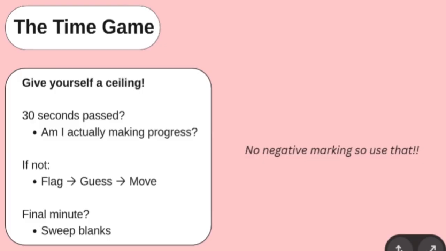So you want to have a 30-second check and see whether you're actually making any progress to getting towards the answer. If not, again, you can flag, guess, move on. Just always put down a guess, flag it, and if you've got time, come back to it. So walking away from a question isn't giving up, and don't think of it as that. It's protecting the rest of your marks from just losing them.